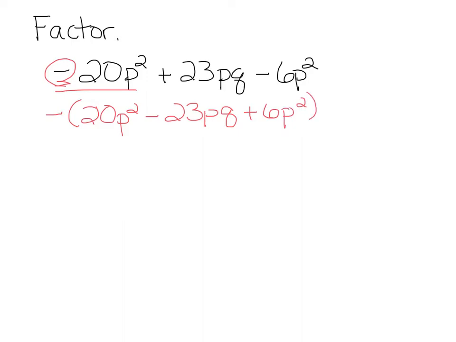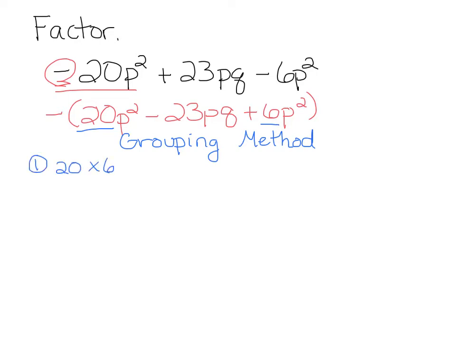Now that we have the negative sign pulled out, we're going to factor the trinomial using the grouping method. In the grouping method, the first step is to multiply the first and last coefficients together. Now the grouping method says we need to find two numbers that multiply together to give the answer we just found from multiplying the first and last terms, but add up to give the middle term of negative 23.